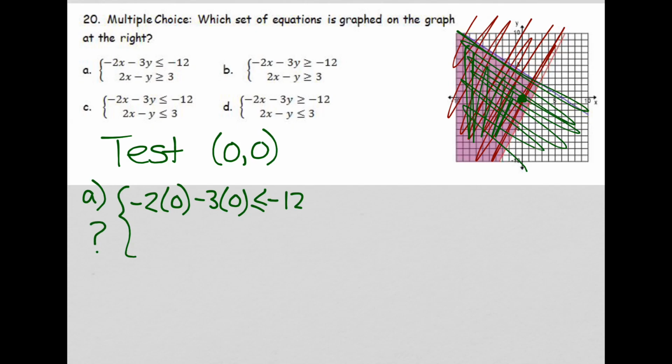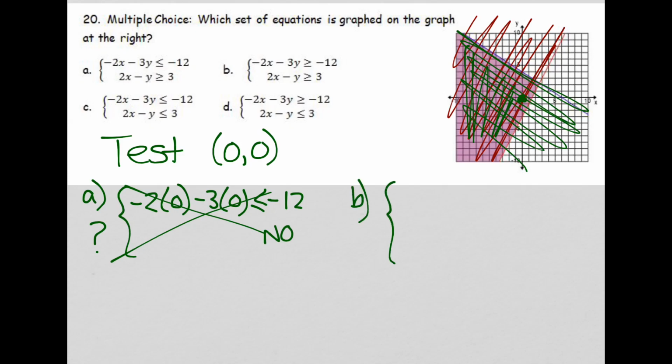These are all questions. C, 0 plus 0 or 0 minus 0 is 0. Is 0 smaller than negative? No, 0 is bigger. So it's not A because 0, 0 didn't work, and it has to work in both equations. So let's test it in B.